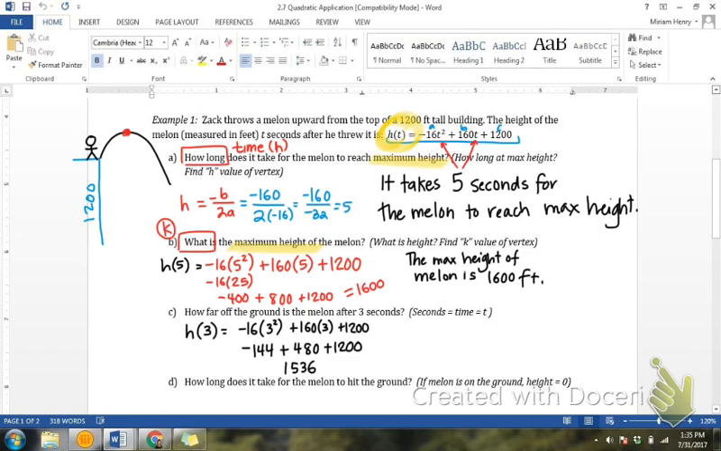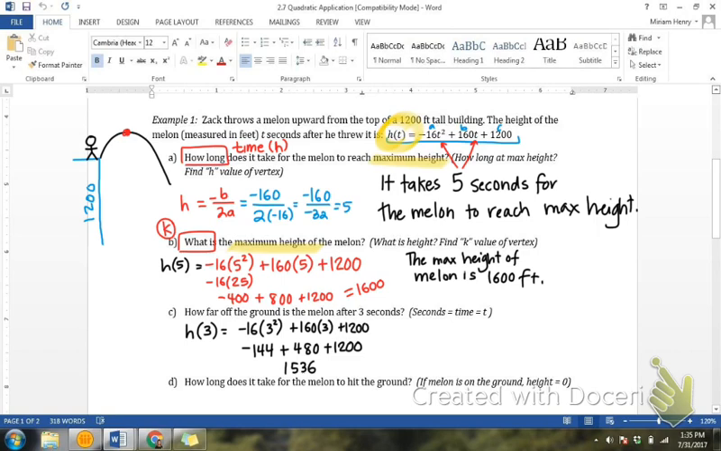Okay. Who wants to give me the sentence for this? Mitchell? So the melon is 1,536 feet off the ground in 3 seconds. Let's start this way. We're going to practice this. Here's the thing. There's no one right way to do this sentence. There's multiple ways. So if I say this, after 3 seconds, what would you say, Mitchell? The melon's off the ground, or 1,500.